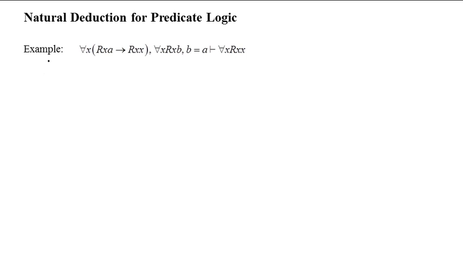So often what we'll do for a proof like this is to write down the given statements at the outset. So I'll just write these. Nothing really happening here, but just writing down the given steps. Okay, so now what I'd like to do is prove for all x, Rxx.